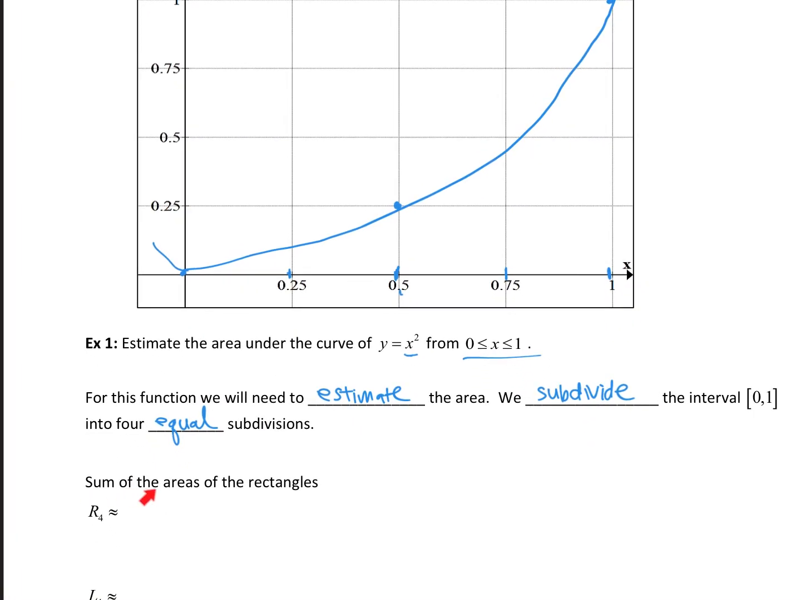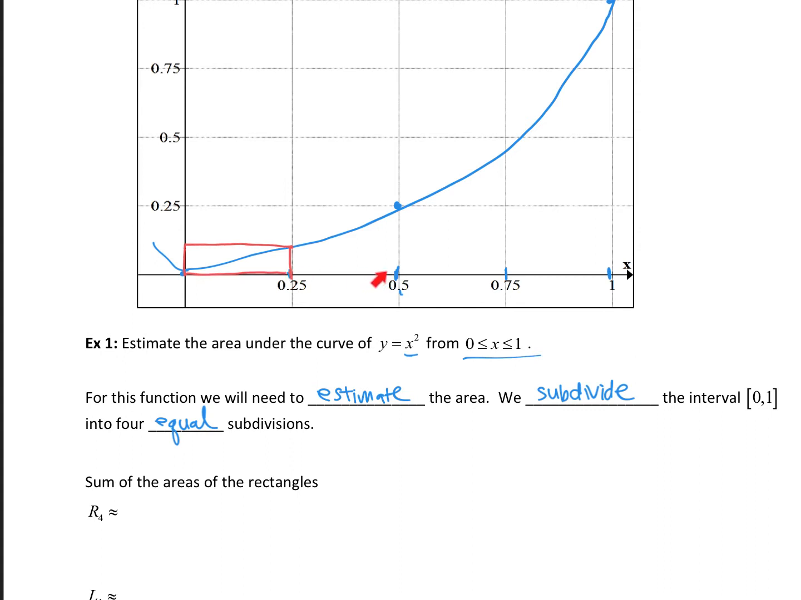We'll take the sum of the areas of the rectangles, so you notice this symbol R4. I'm going to create rectangles, because rectangles I know how to find the area of. At 0.25, my function is right here. So I'll use that as the height of a rectangle. So it's like this.